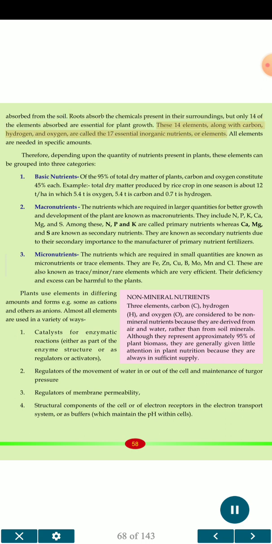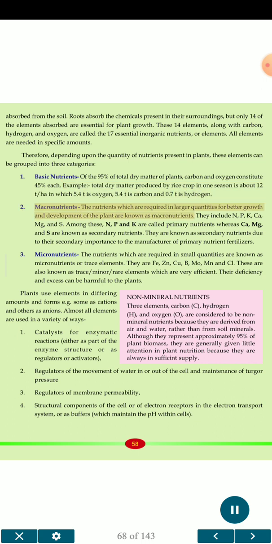These 14 elements, along with carbon, hydrogen, and oxygen, are called the 17 essential inorganic nutrients or elements. All elements are needed in specific amounts. Therefore, depending upon the quantity of nutrients present in plants, these elements can be grouped into 3 categories. 1. Basic nutrients: of the 95% of total dry matter of plants, carbon and oxygen constitute 45% each. For example, total dry matter produced by a rice crop in one season is about 12 T per hectare, in which 5.4 T is oxygen, 5.4 T is carbon and 0.7 T is hydrogen.